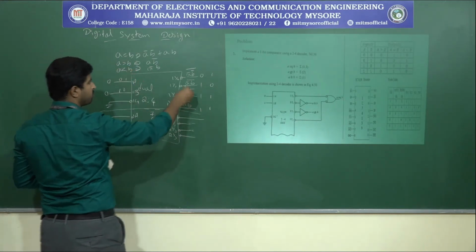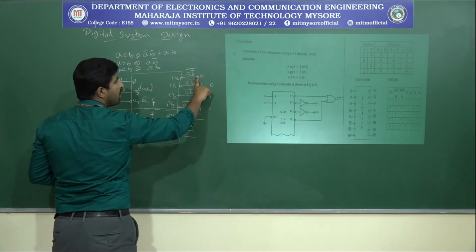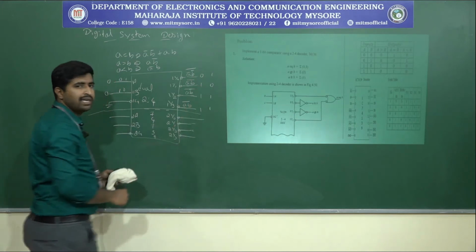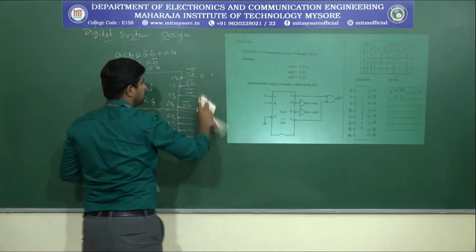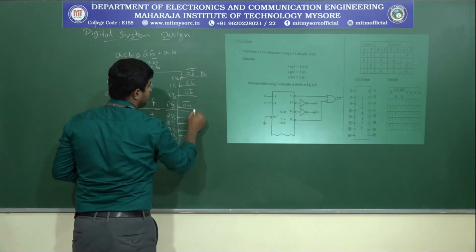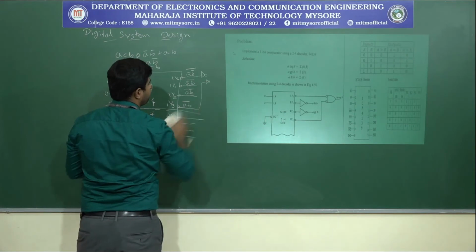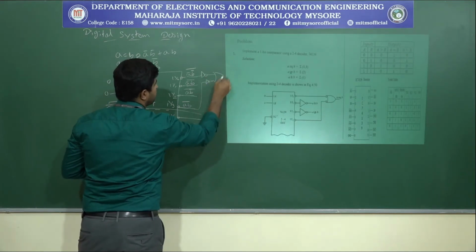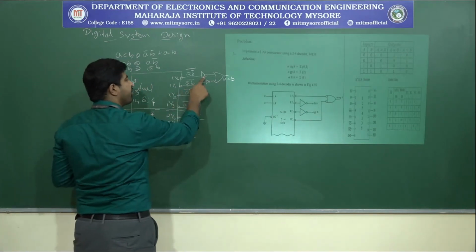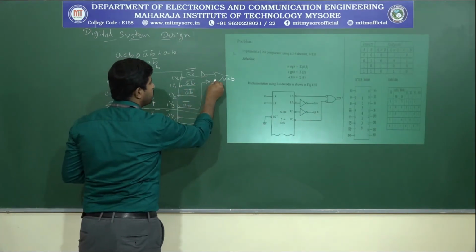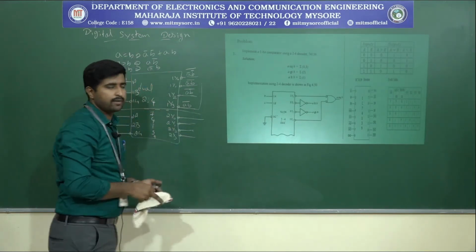So we need to implement A equals B. So A equals B is what? A bar B bar plus AB. This needs to be added. But we have a complement. So that's why let's connect the NOT gate and connect it to the OR gate. So we can connect the NOT gate, and again a NOT gate, and then connect it to the OR gate. That is going to implement A equals B. Here, instead of a NOT gate, we can even use the bubble symbol. So that is what I have given here actually.